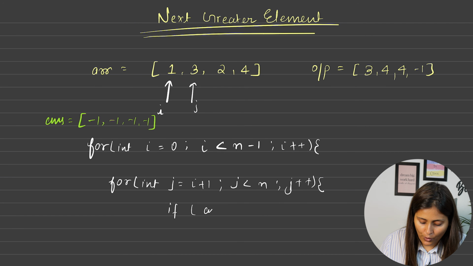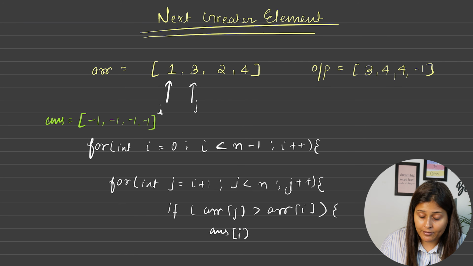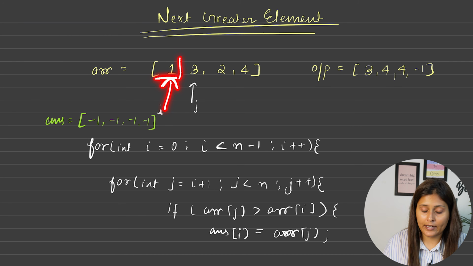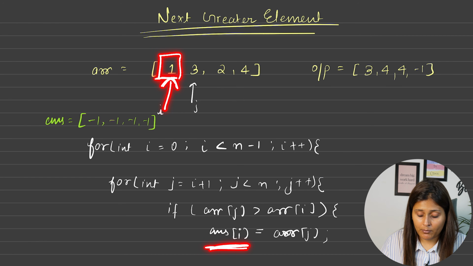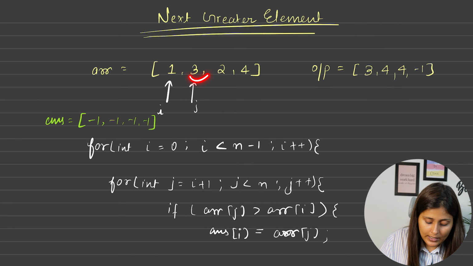If array of j is greater than array of i, then what we want in our answer? We want answer of i to be updated with what? Can I say answer of i is equal to array of j? Yes. Answer of i means we want to find the next greater element for this ith index. So in answer of i we will update, but what value? Of course array of j, because array of j is greater than array of i. So we want to update 3 in this index. So here we will update 3.